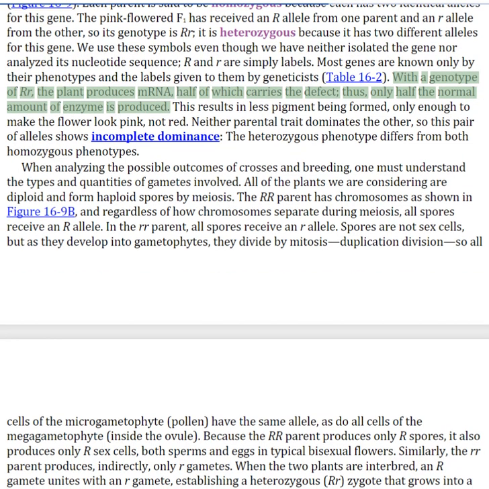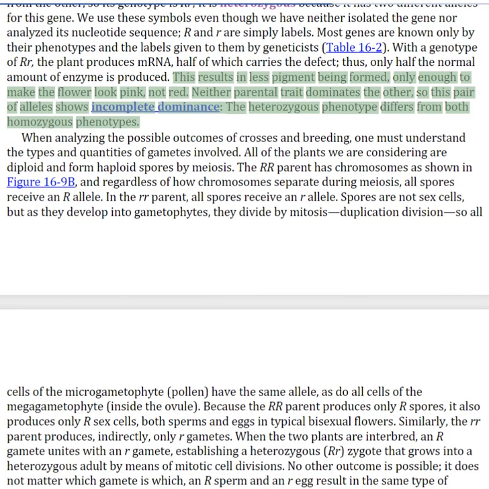With a genotype of Rr, the plant produces mRNA, half of which carries the defect, thus, only half the normal amount of enzyme is produced. This results in less pigment being formed, only enough to make the flower look pink, not red. Neither parental trait dominates the other, so this pair of alleles shows incomplete dominance. The heterozygous phenotype differs from both homozygous phenotypes.